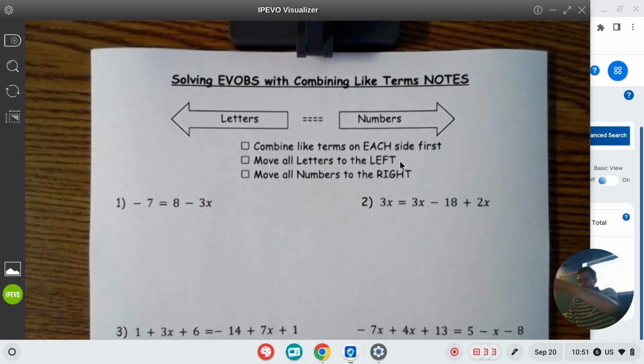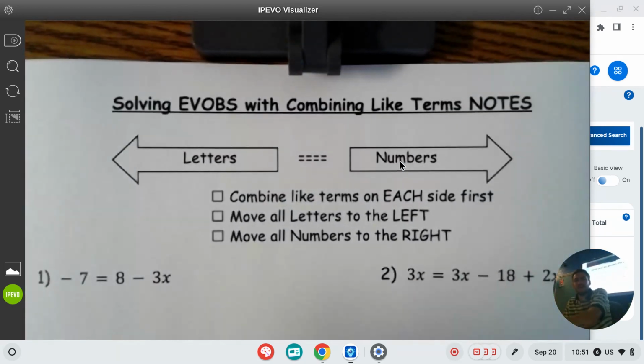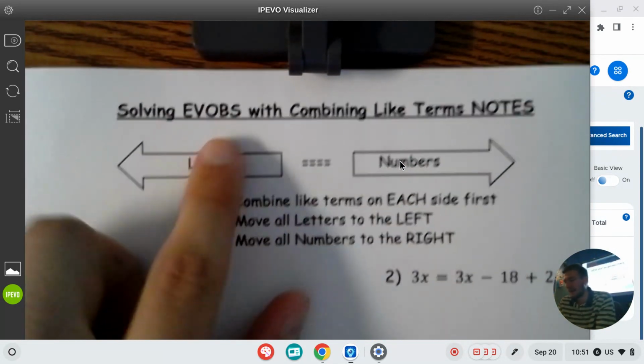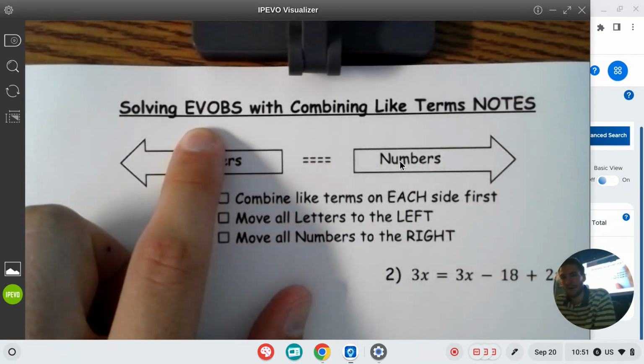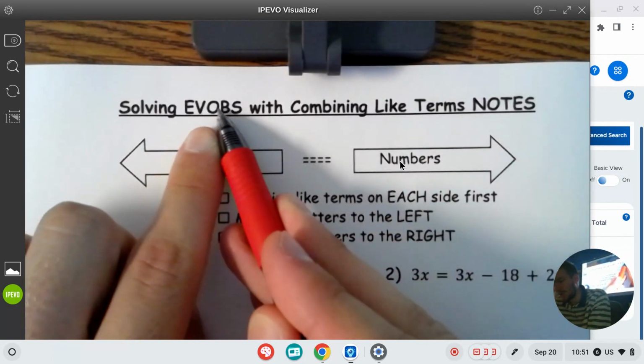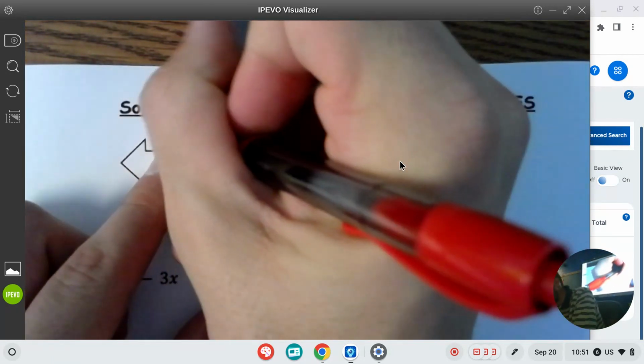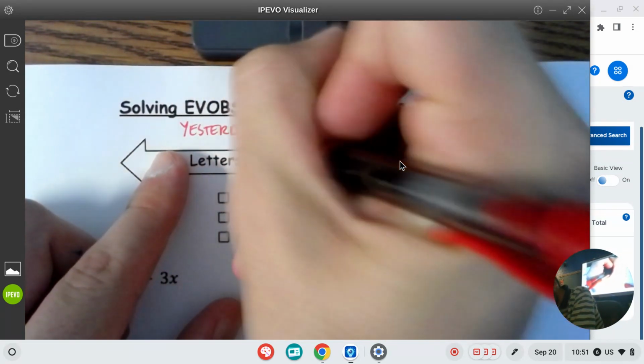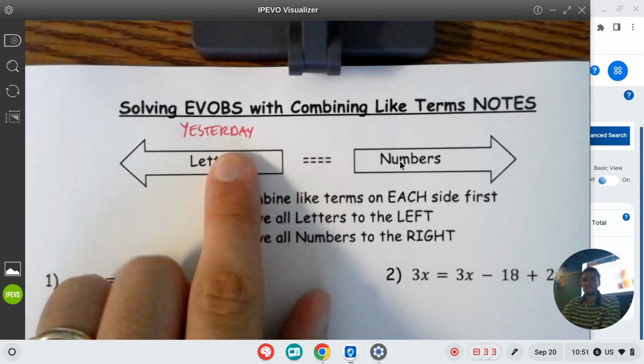Welcome everyone. We're going to work on solving EVOBs with CLT, which sounds kind of crazy. EVOBs is just talking about equations with variables on both sides. That's what we did yesterday. So I'm just going to write the word yesterday underneath here. You don't have to do this if you don't want.